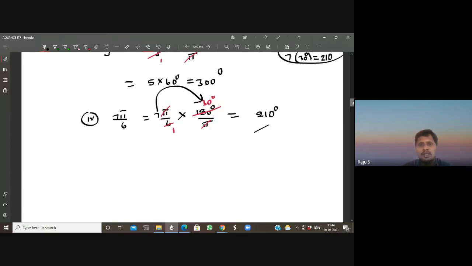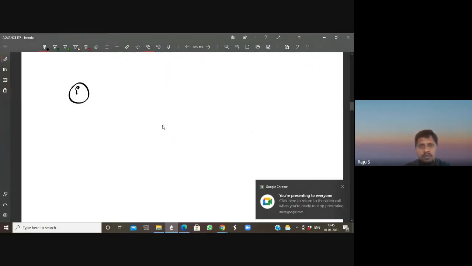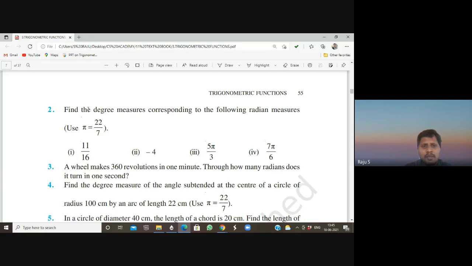So we can do it directly, but in NCERT you should write like this: multiply with 180 degrees by pi, because we are converting into degrees. Okay, up to here clear. But how can you do the first subdivision? In the third and fourth subdivisions, pi got cancelled, but there is no pi here. 11 by 16 here. What to do here?